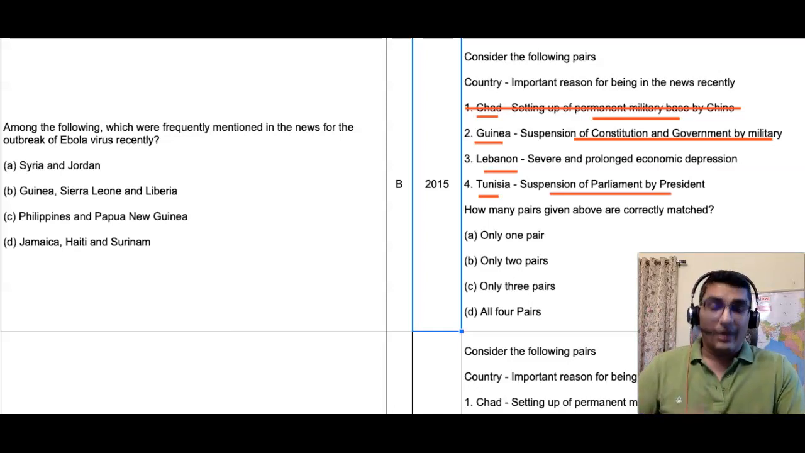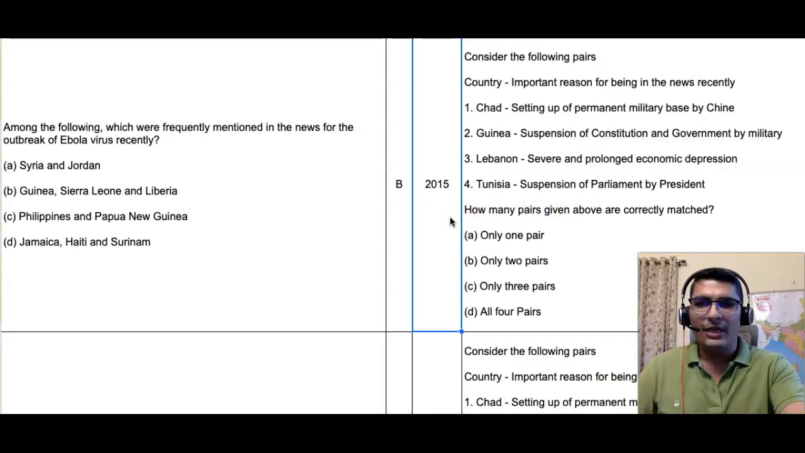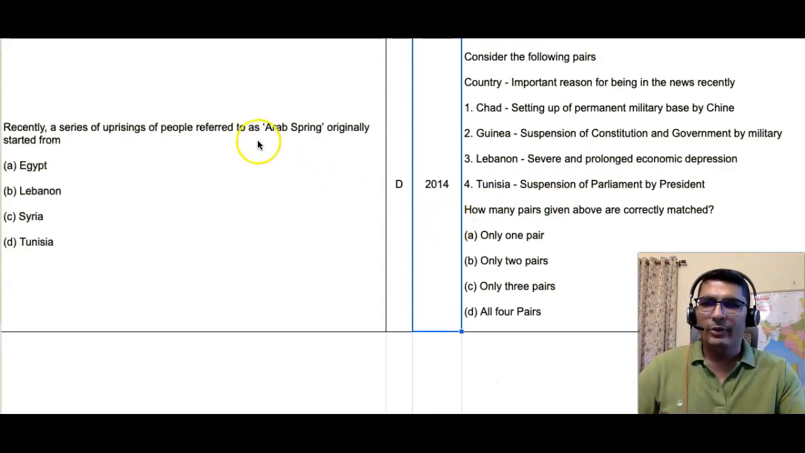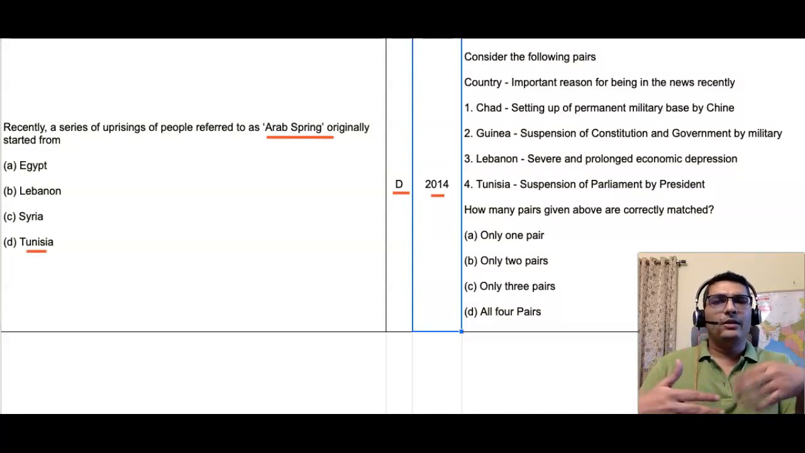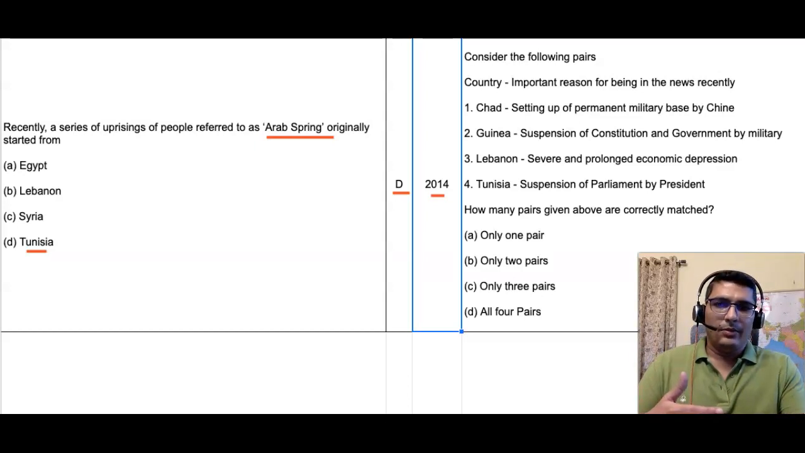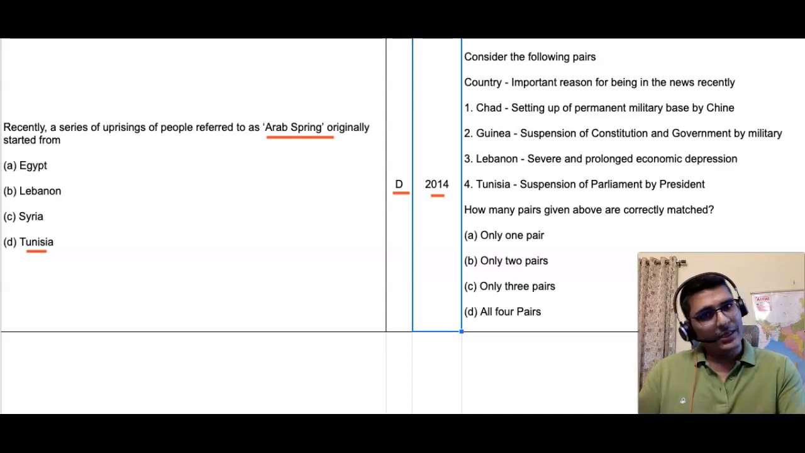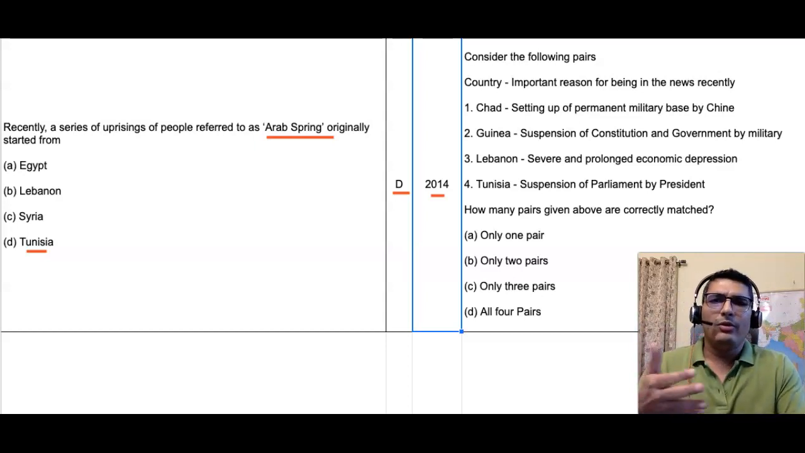And another reason why this could be correct is because if you look at the 2014 question, right? The 2014 question says Arab Spring originally started from which country? And the answer here is Tunisia, right? And this Arab Spring question was asked in 2014, and we are today just 6, 7 years later. This 2022 question has been asked. So political turmoil has happened in Tunisia and would continue. Political things normally don't settle down very easily or very quickly. So it's highly likely that the fourth statement of Tunisia, suspension of parliament by president, is very much possible.